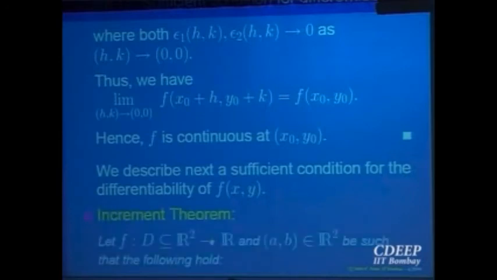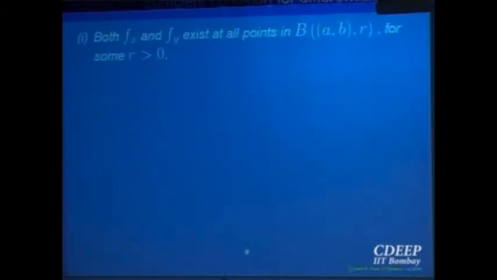So it says, supposing f is a function defined in a domain D and (a, b) is a point such that the following hold: the partial derivatives exist not only at the point, but they should exist at all points in a neighborhood of that point. So you see something more is coming. We want not only the partial derivatives to exist at that point, we want the partial derivatives to exist at all points in some neighborhood of that point. So that is an extra condition we are already putting.